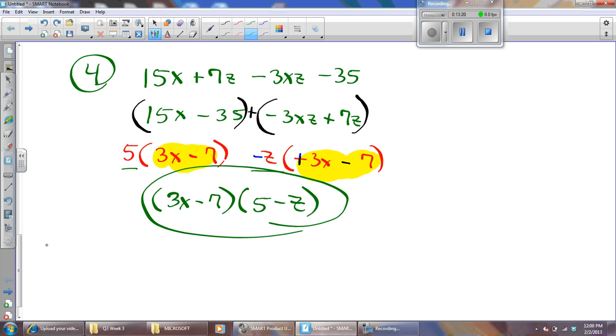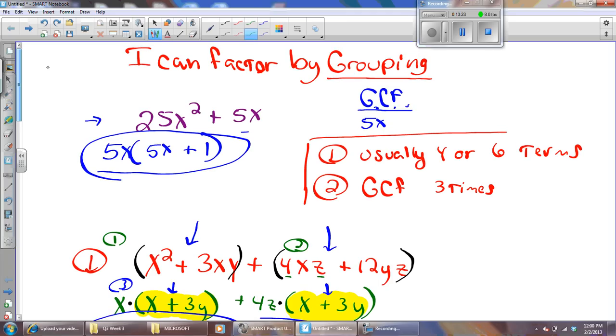All right, so hopefully by now you have a pretty good understanding about how to factor by grouping. We will get some practice in class tomorrow. Remember, it usually happens with 4 or 6 terms. You tend to not see the 6-term one so much. And you're just GCFing 3 times.